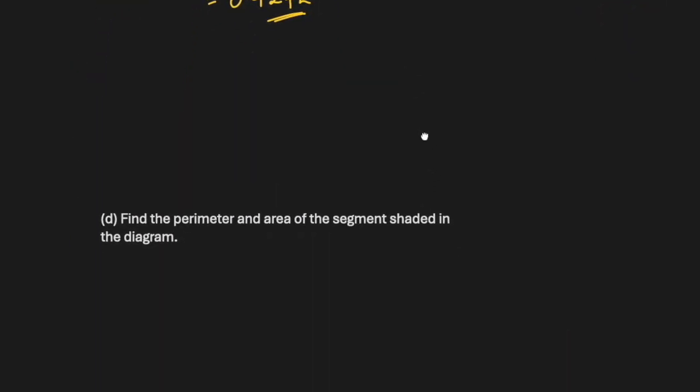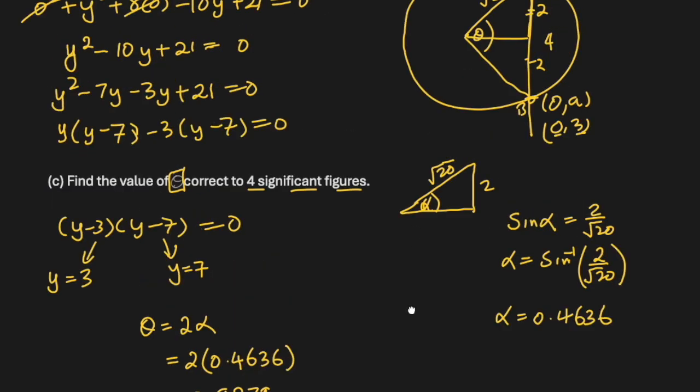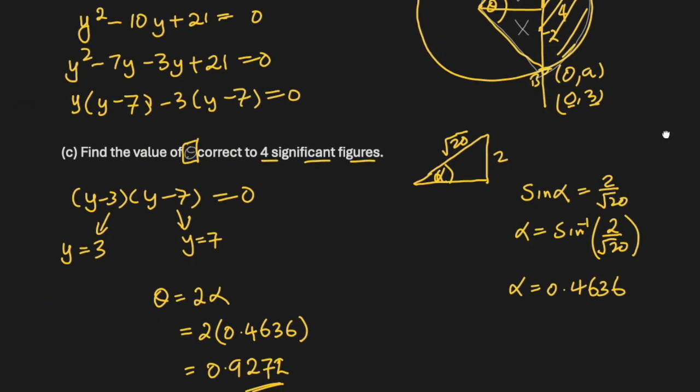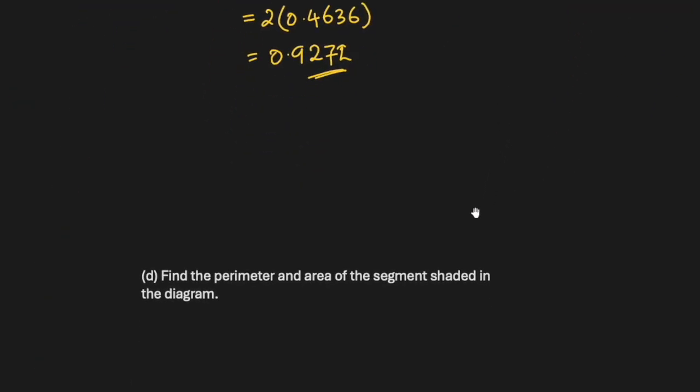There is a D part also. Find the perimeter and area of the segments shaded in the diagram. Okay, we have to find the area of this segment. So my plan: let me show it with different colors. I will find the area of this sector, because I know this angle theta now, and then subtract the area of the whole triangle. So the area of the sector minus the area of the triangle, that will be my plan.